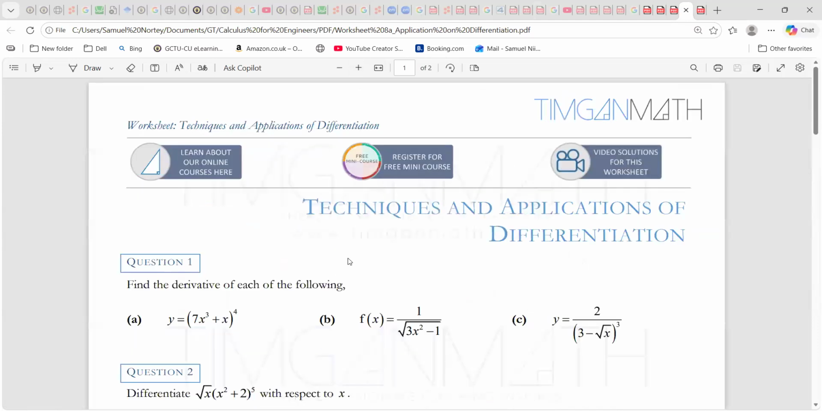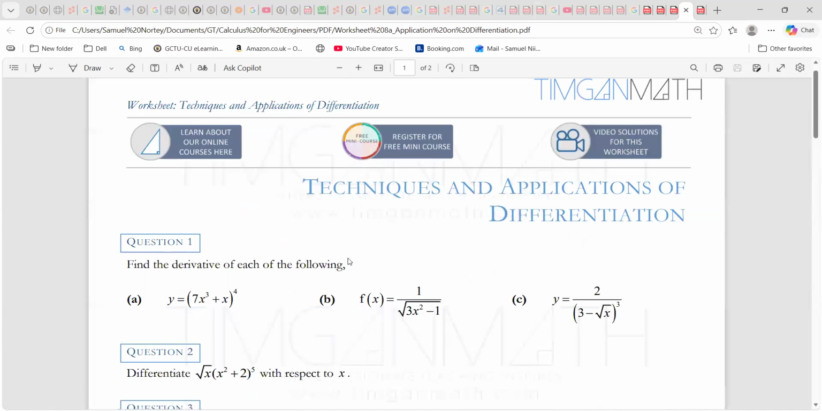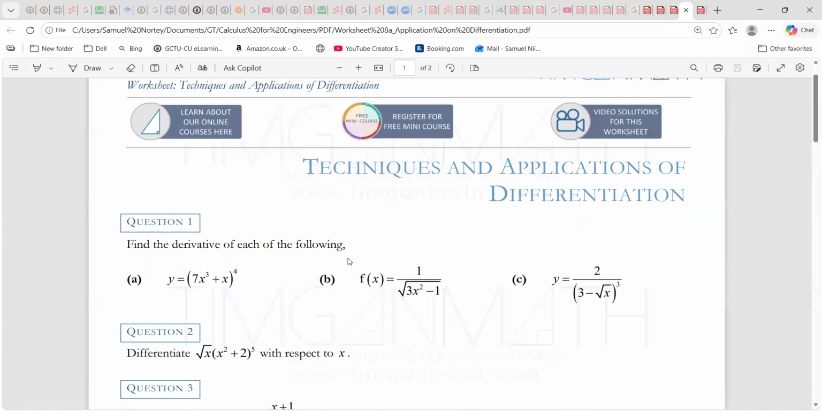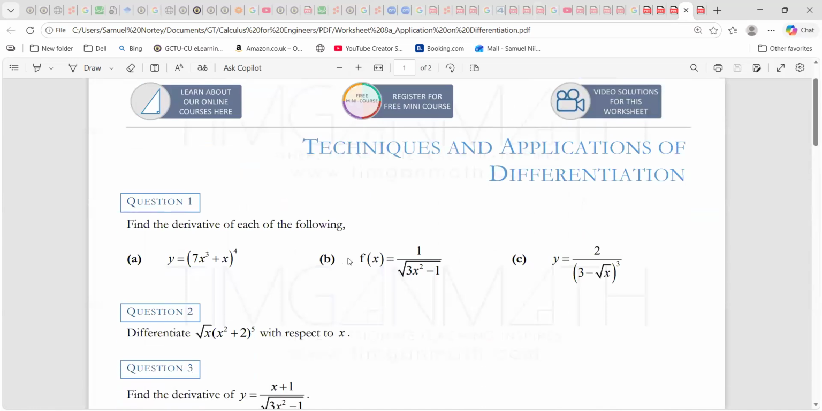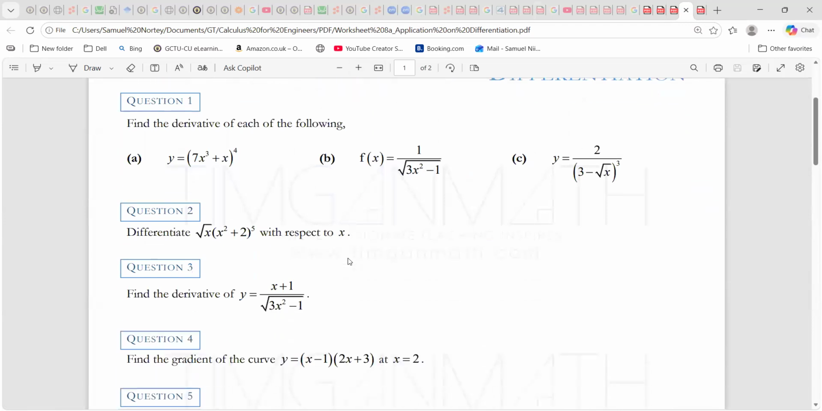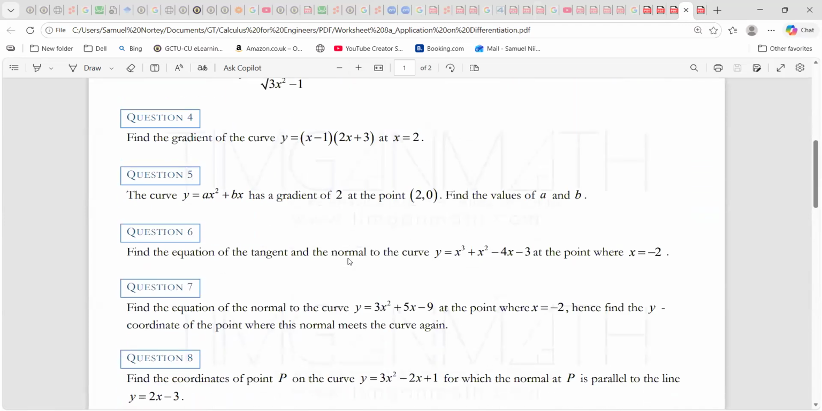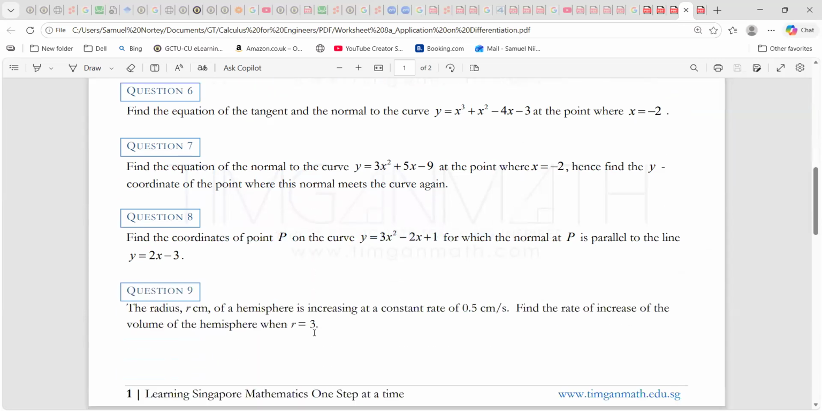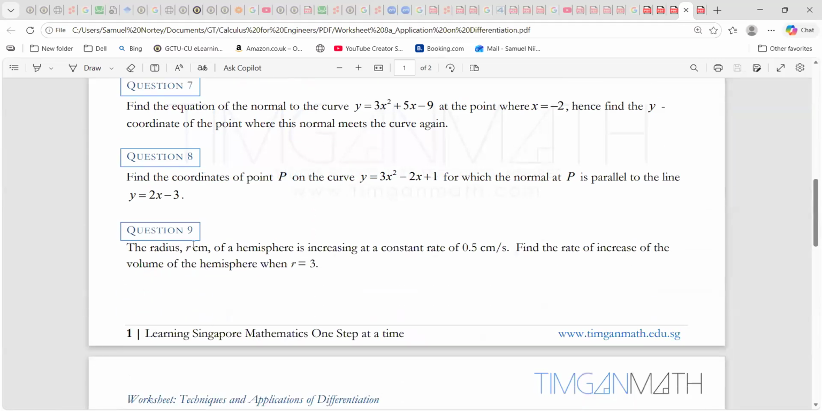This is one question on application. So this one is application, okay? So the questions have been given, and the initial ones are just simple differentiation. And then we start looking at some questions on how to apply them. We'll find the equation of the normal line to this curve. So that's an application. Find the coordinates of P with the curve this, which is normal to that. That's also an application. Find the radius, okay?